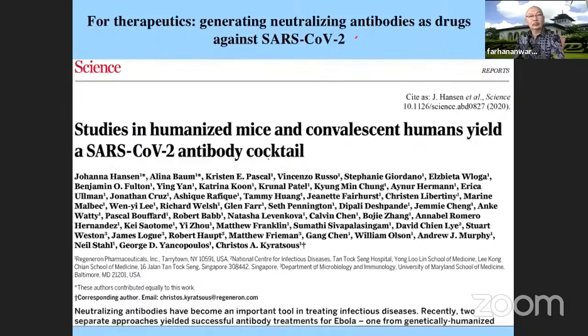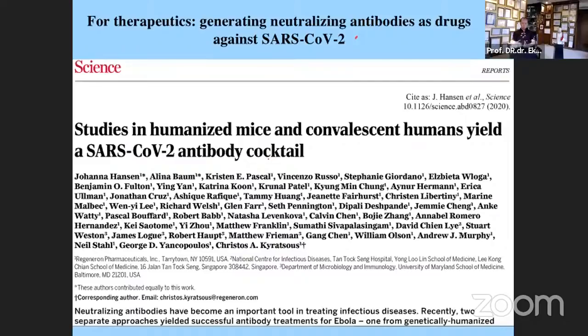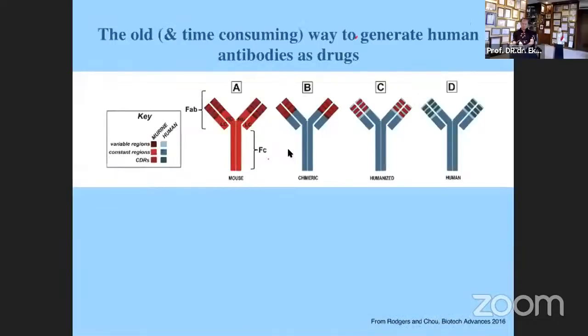But I just want to describe quickly how they make this antibody. So this Regeneron group have used a very interesting way to make this antibody, and they make it in humanized mice as well as convalescent humans. These are humans who have recovered from this disease, and also in humanized mice. Okay, so antibody has been used as drug more recently, and it's very, very powerful and very, very useful.